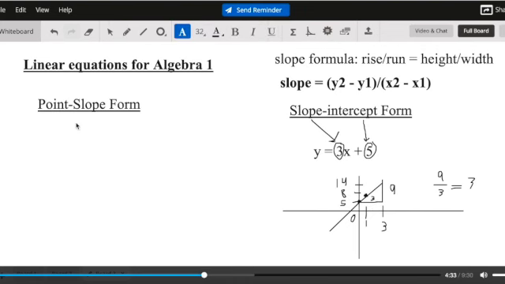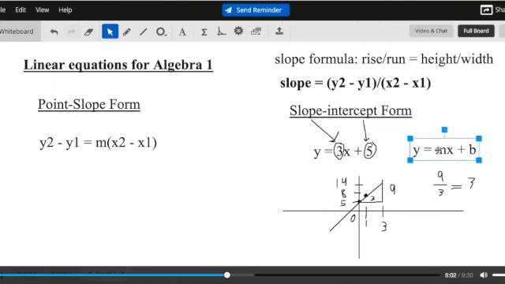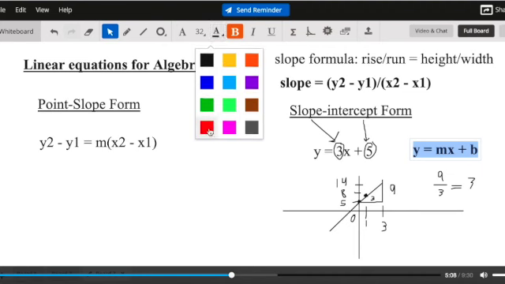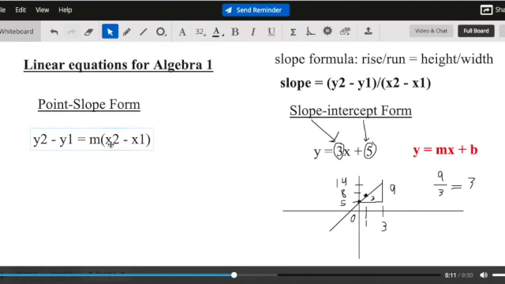So let's get into point-slope form. This is going to look like y minus y1, that's one of your points, equals m times x minus x1, where m is your slope. So there's no b, there is no intercept. Like over here, sorry, I forgot to mention it, for your slope-intercept, it'll look like y equals mx plus b. That's your starting formula, where m is your slope and b is your intercept. Same deal over here for point-slope. This is your starting formula.